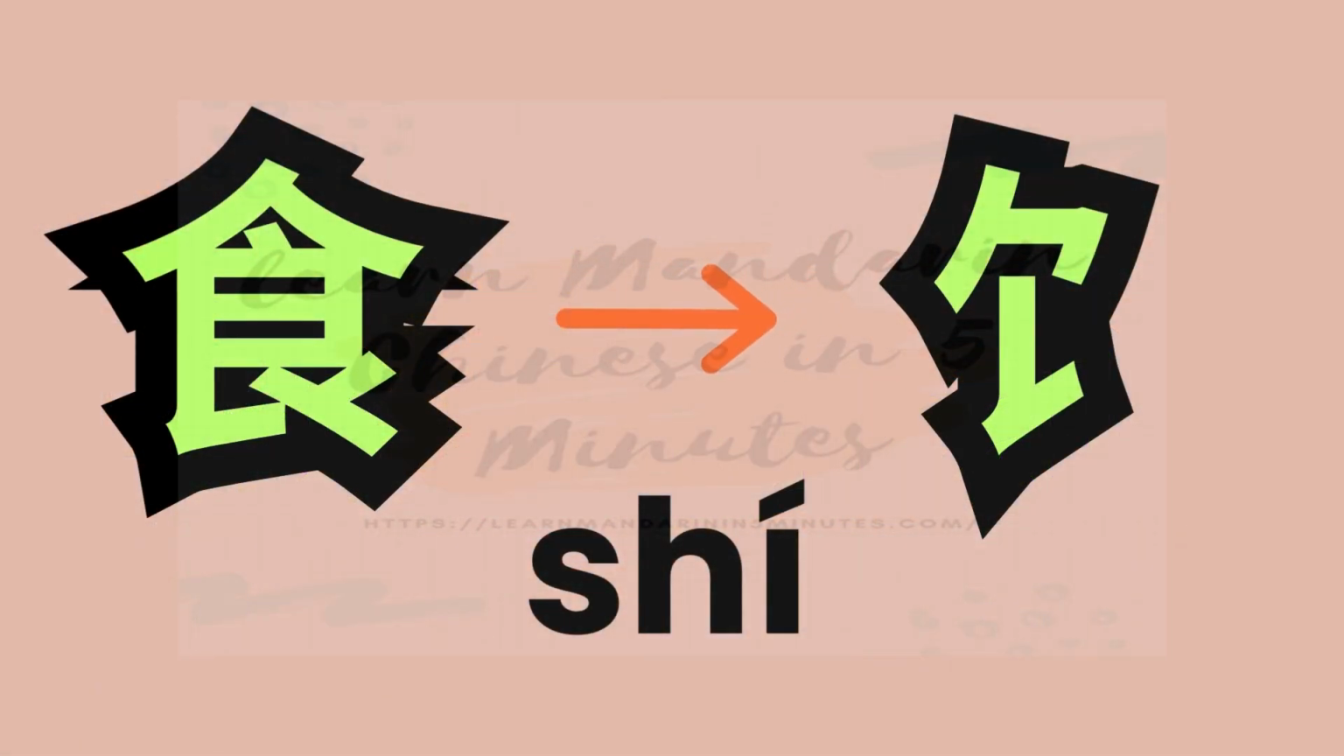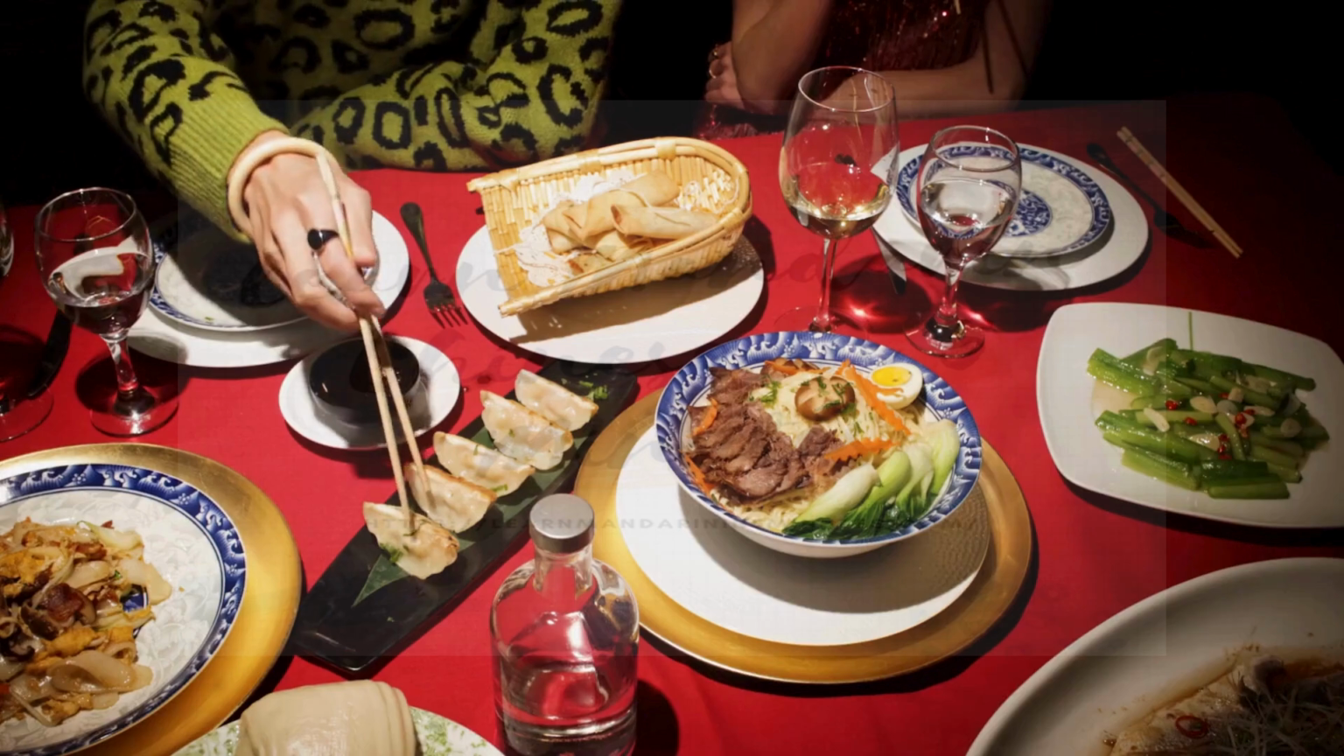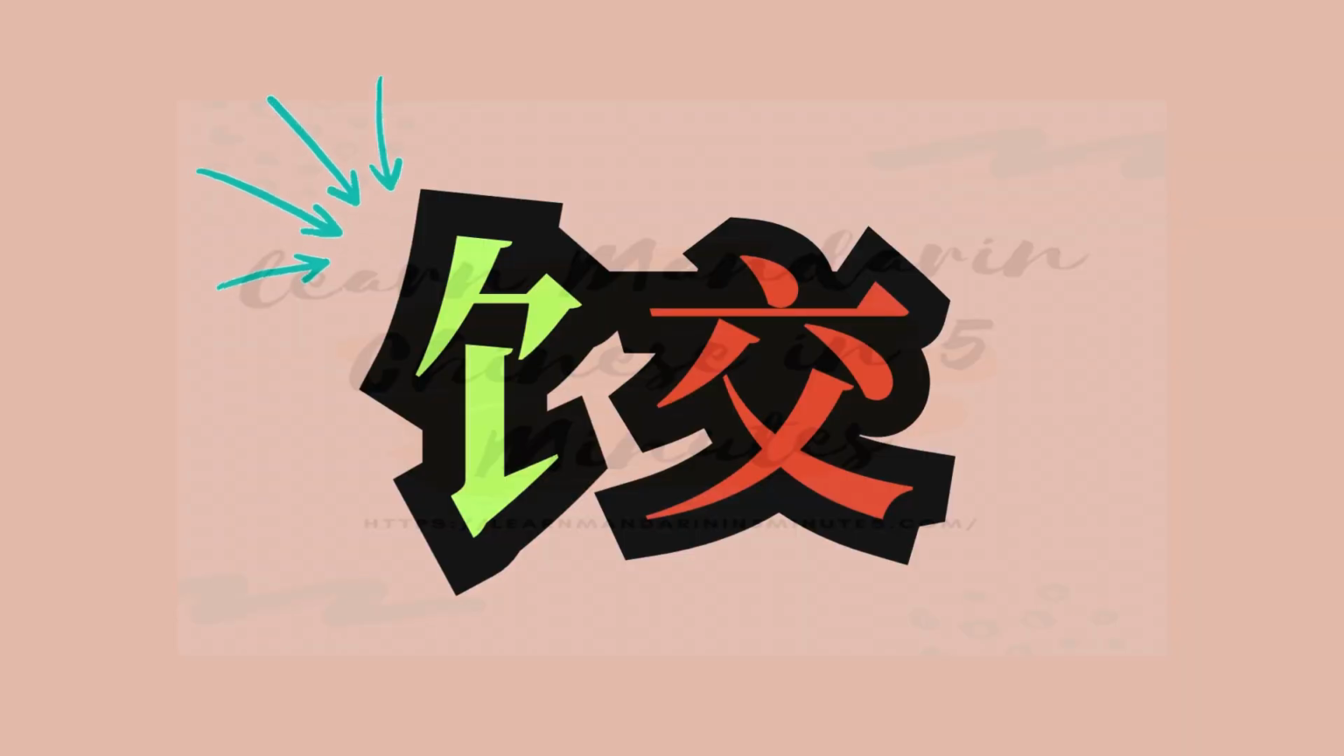This character is actually a simplified version of 食, which means to eat or food. Whenever you see this radical on the left side of a character, there's a good chance it's something edible or at least related to food.